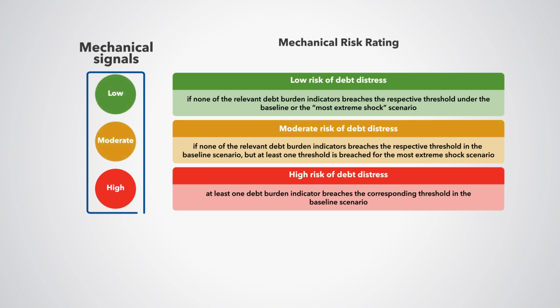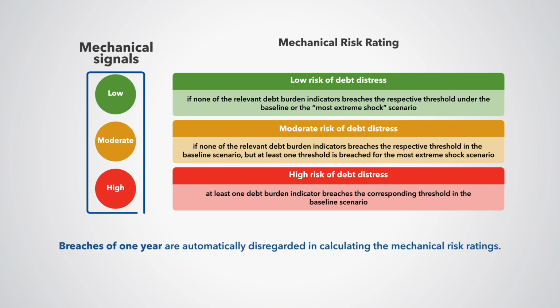It is important to note that short-lived breaches, like breaches of 1 year of the threshold, are automatically disregarded in calculating the mechanical risk rating.